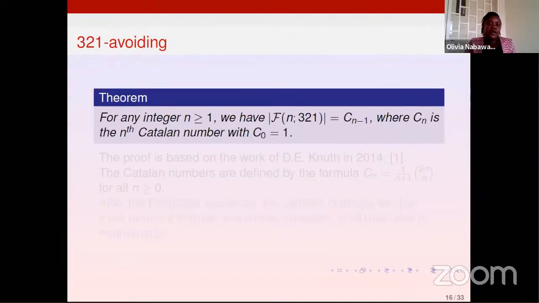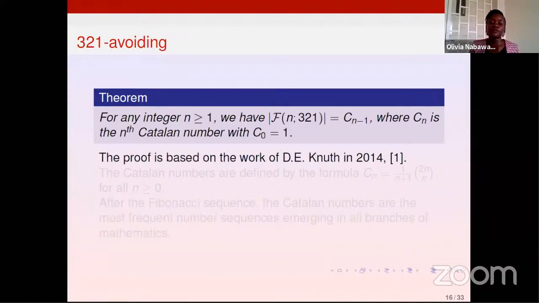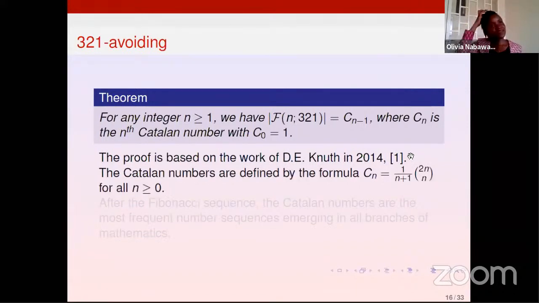Okay, now I move to the next set of 3-letter avoiding flattened partitions, and that is the set of flattened partitions avoiding pattern 3 2 1. And what we found out was that these flattened partitions are counted by the Catalan number C_{n-1} with this initial condition. And the proof of this theorem is based on the work of Donald Knuth in 2014, given in this reference 1. Catalan numbers are well known, and they are given by this formula, 1 over n plus 1 times 2n choose n, for all n greater than or equal to 0.